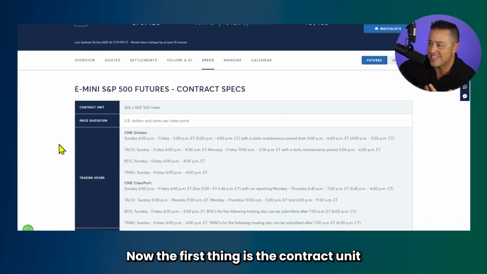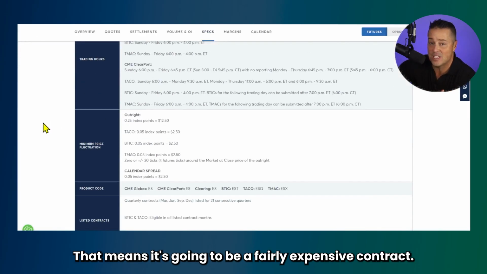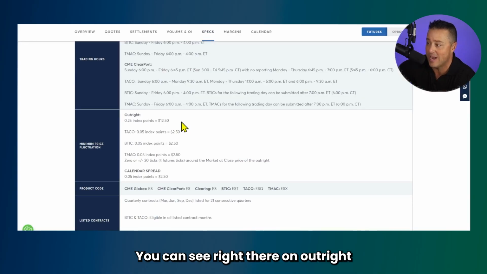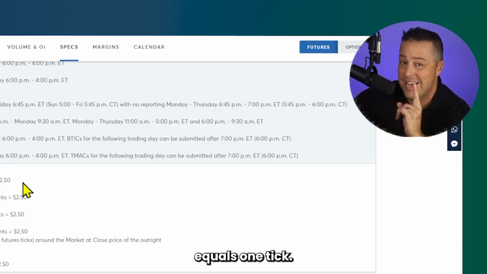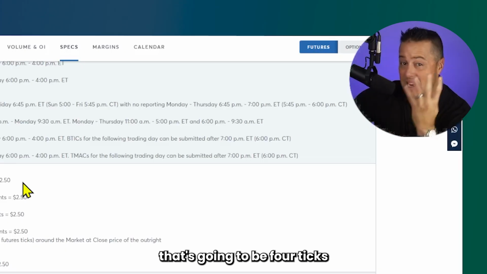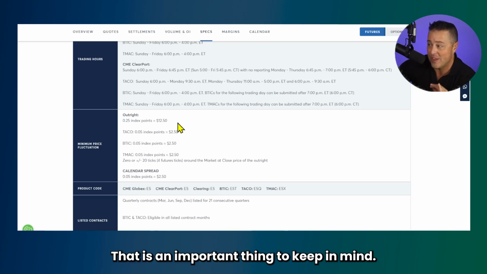Now, the first thing is the contract unit, $50 times the S&P 500 index. That means it's going to be a fairly expensive contract. You can see right there on outrights, you're looking at $12.50 a tick. Remember, a quarter point equals one tick. So if we go up a full point, that's going to be 4 ticks. $12.50 per tick per contract. So if you're trading 3s and 4s, you could be upward of $37.50 or $50 per tick. That is an important thing to keep in mind.